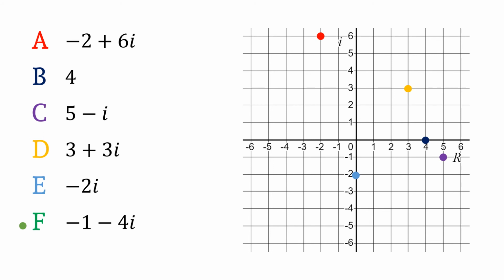And there's its plot. And finally, F, which is in green, is -1 minus 4i. And it's going to go over to -1 on the real axis and then down 4 on the imaginary axis. So here is the plot for complex number F.